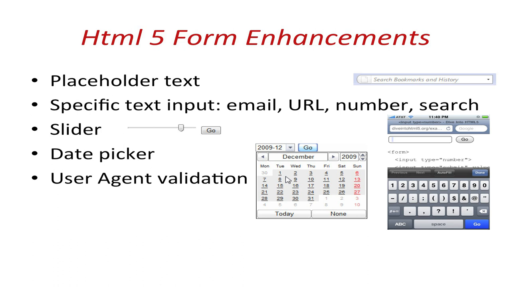So what is advanced in HTML5? We have placeholder tags, and special text inputs like email, URL, number and search. We have the slider, which is not in HTML4, and the date picker, which is not available in HTML4. User agent validation is not possible in HTML4. So many advanced features are included in HTML5, and that's why HTML5 is more advanced than HTML4. You can see the output, like calendar control, slider, and smart standard keyboard. There are many examples.